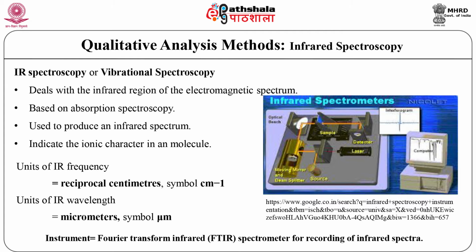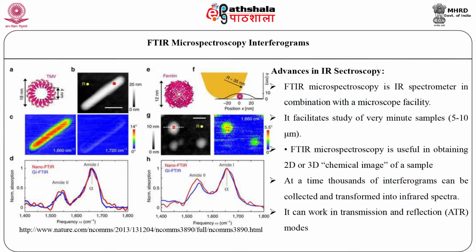We can see the working of an IR spectrophotometer from the figure. Advances in IR spectroscopy: FTIR microspectroscopy is an IR spectrometer in combination with a microscope facility. It facilitates the study of very minute samples, such as 5 to 10 μm. FTIR microspectroscopy is useful in obtaining 2D or 3D chemical images of a sample.